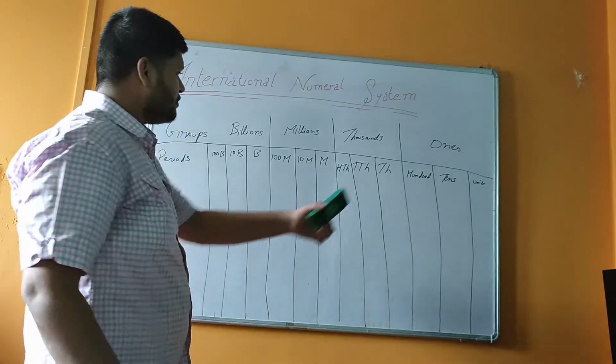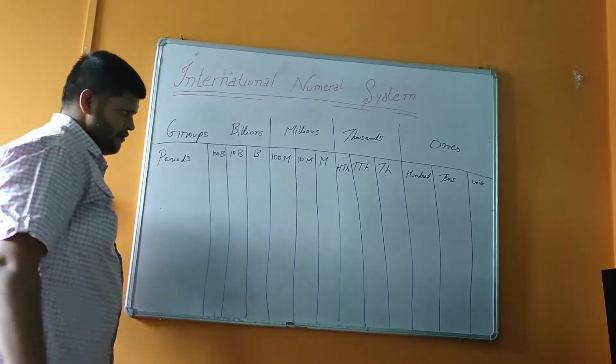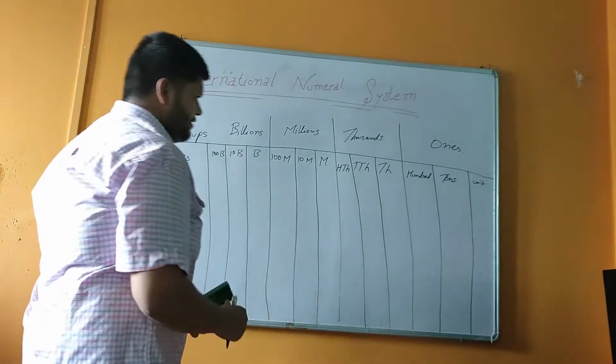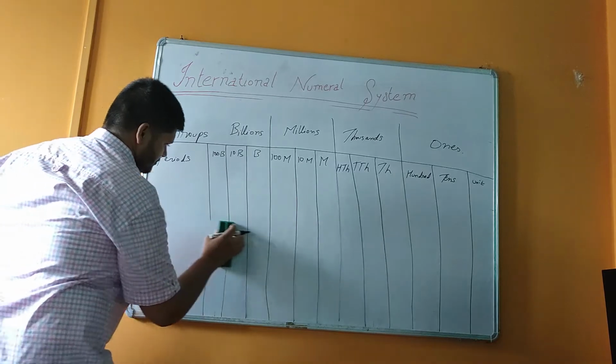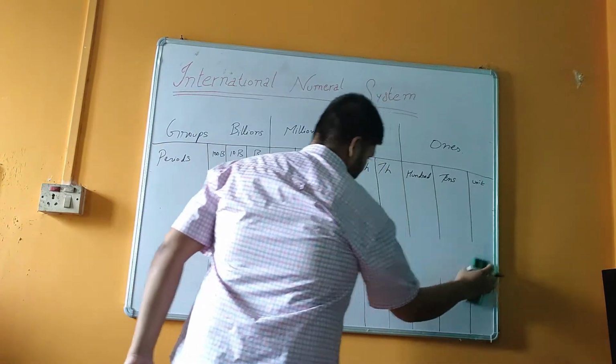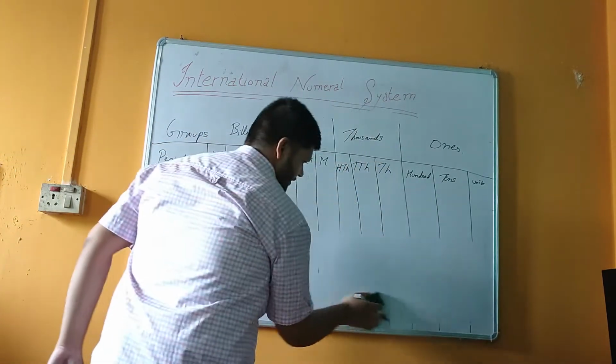So in this way you have to read the number. For suppose if I take any number, I am erasing this.